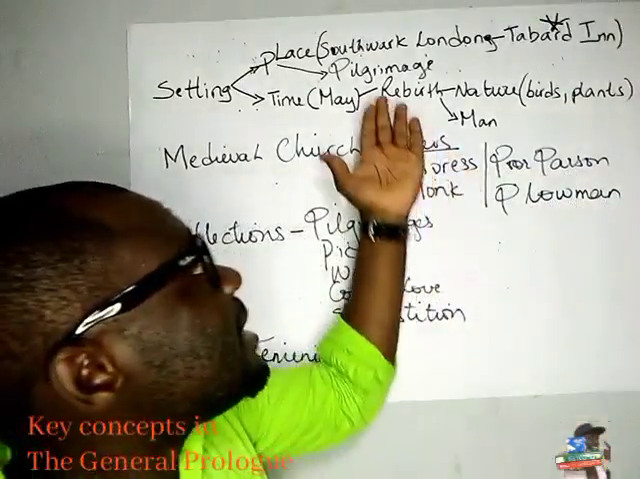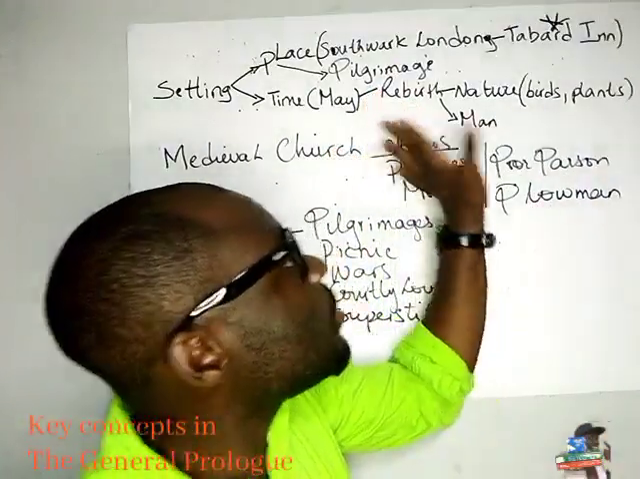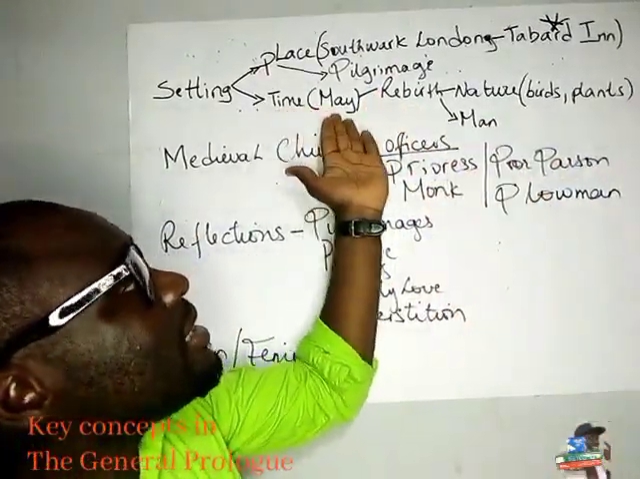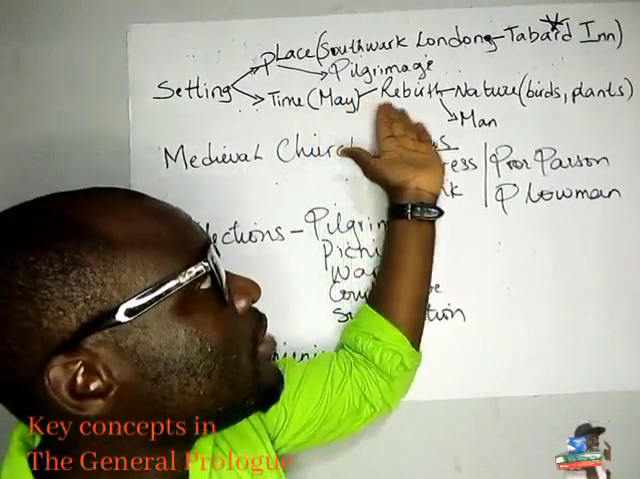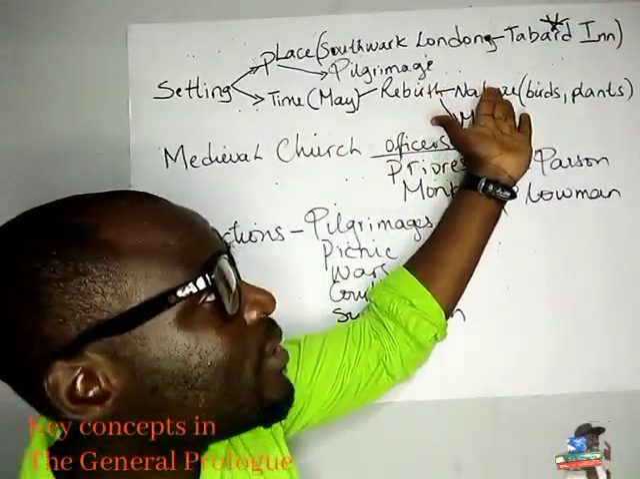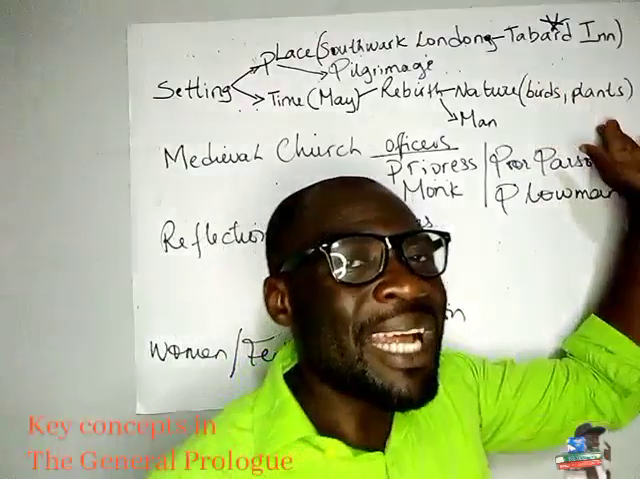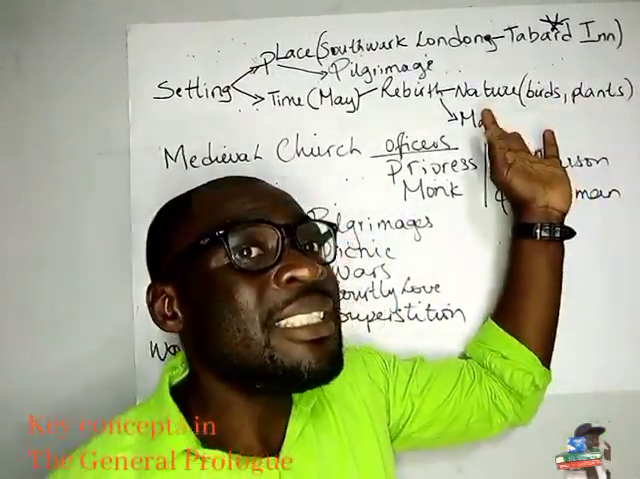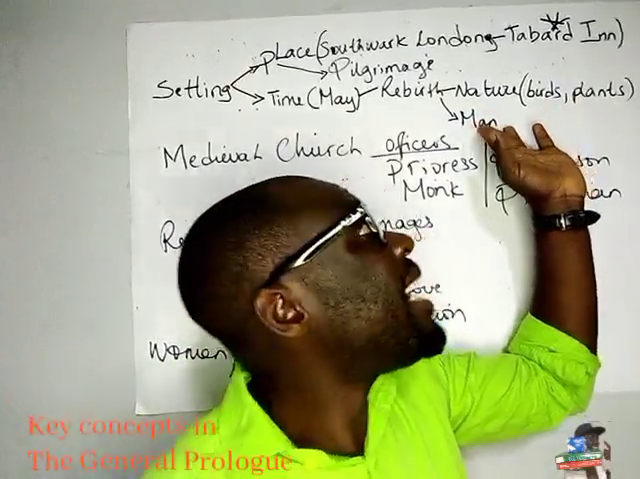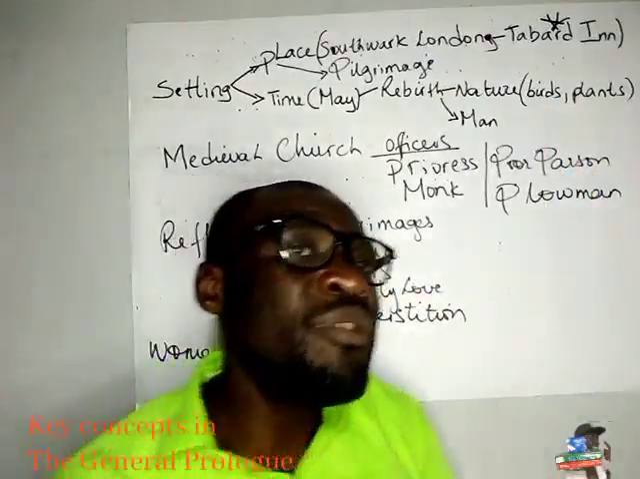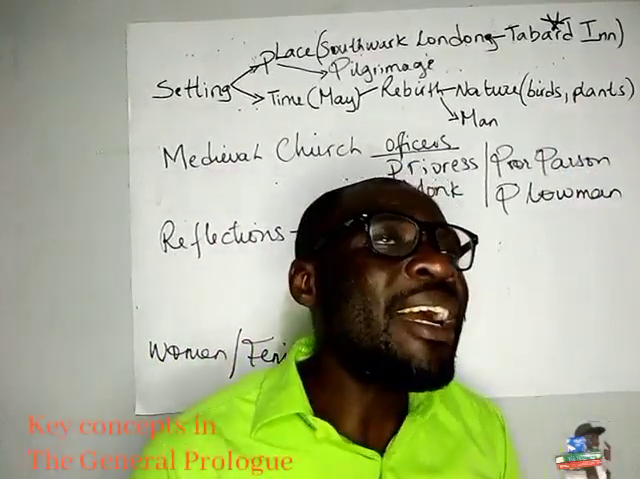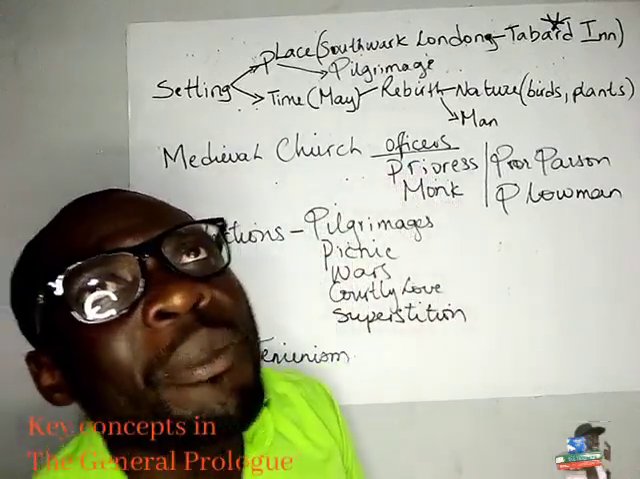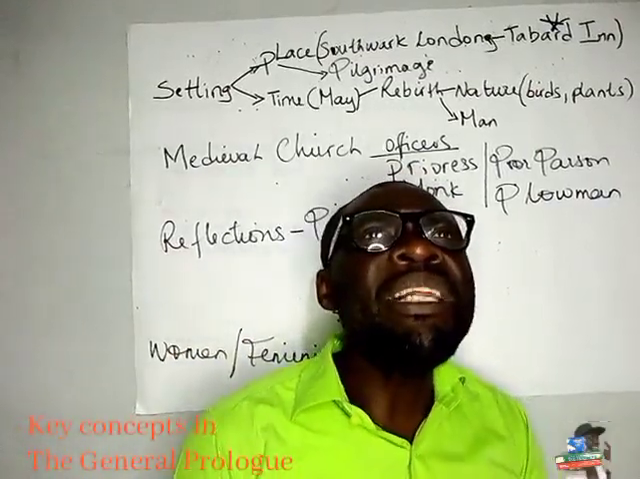So that is the time setting. You can clearly see here, the time there is May, and it signals rebirth at the level of nature. That's why we could see birds chirping and celebrating nature. So the 29 pilgrims, that is man, decide to rebuild their spiritual life, hence the spiritual journey, which is a pilgrimage to Canterbury. Of course, they are en route to the shrine of Thomas à Becket. Chaucer calls him the blissful or the happy martyr.